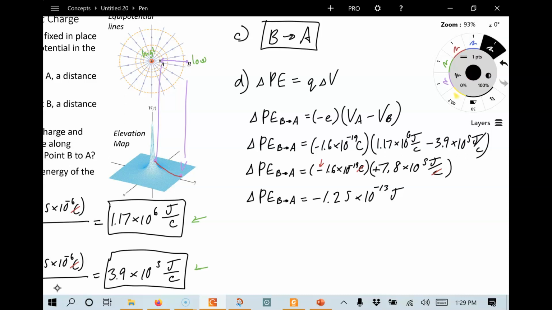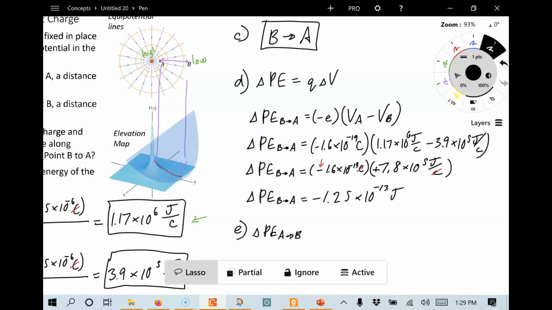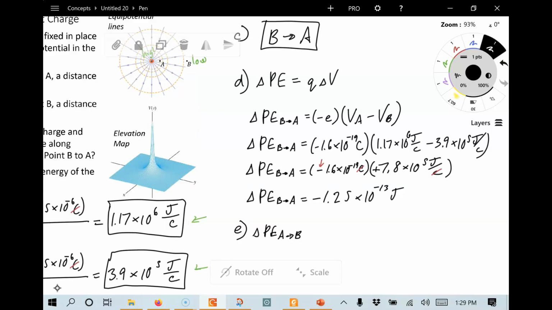Let's go ahead and quickly calculate part E. What if we look at the change in potential energy if we're going to go instead from A to B, right? So in this case, we're going in a different direction. We're going to go from A to B. The electron is not going to want to go that way, right? Because the electron likes to be near the positive. Let's see what happens to the potential energy as we move it away from where it wants to be.